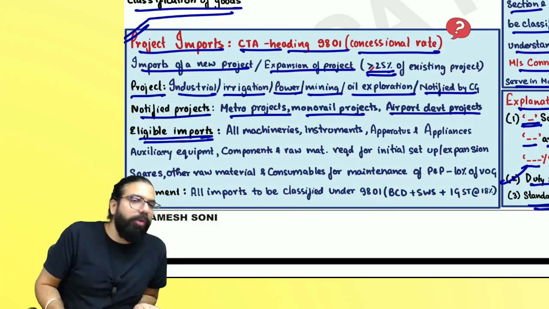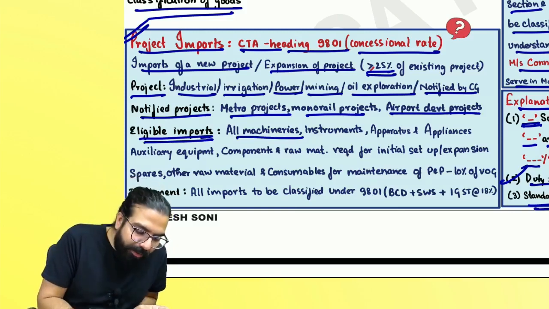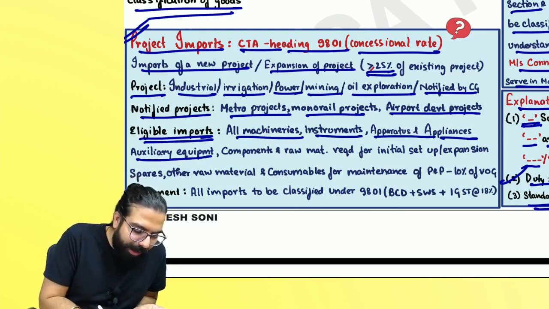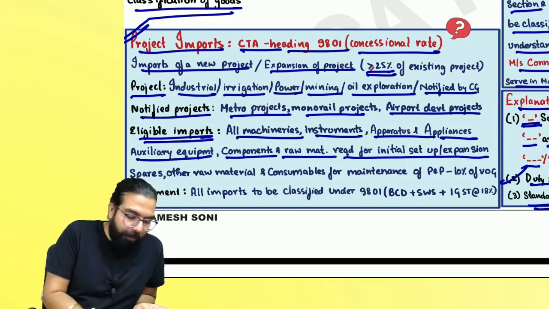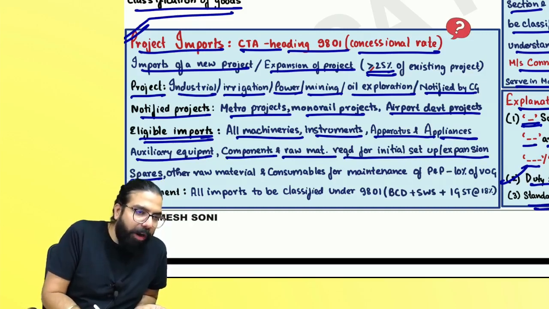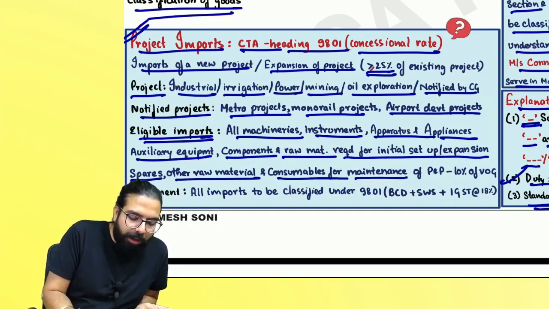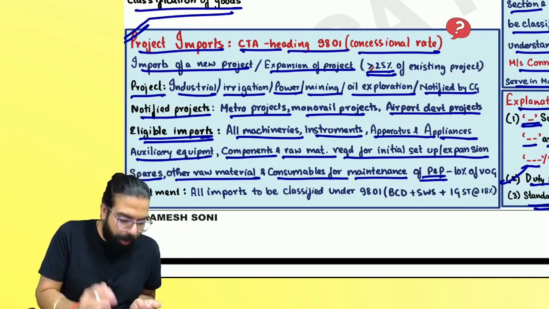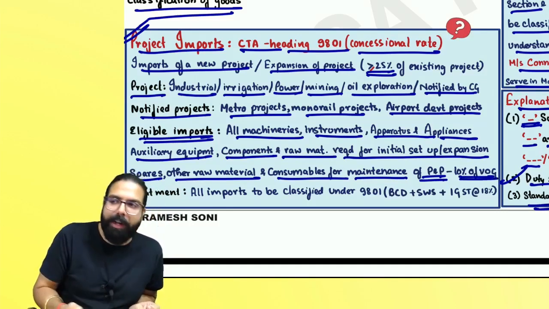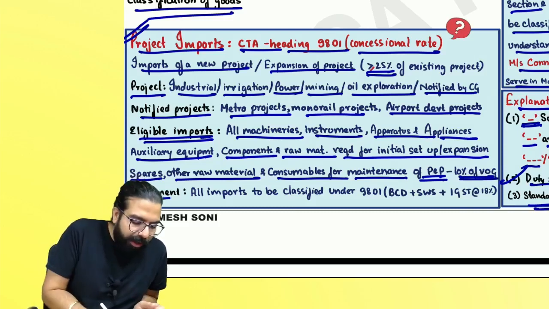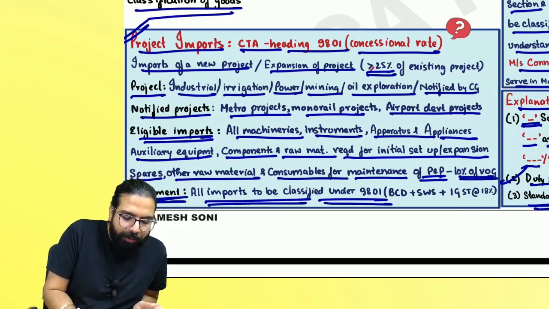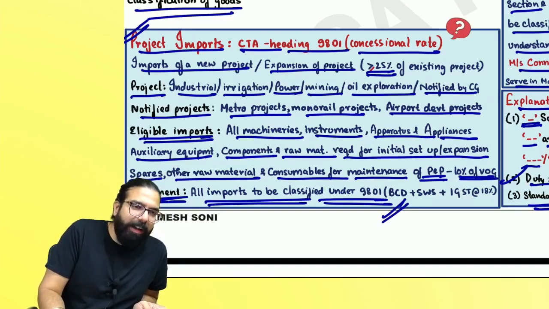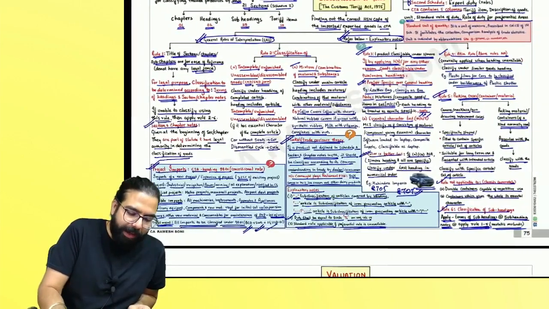Sir, what are the eligible imports I can get under project import? All the machineries, instruments, apparatus and equipment, ancillary auxiliary equipment, components and raw material required for the initial setup or expansion. Spares also can be bought. Other raw material and consumables for the maintenance of the project and plant, if you are getting some raw material and consumables, that will be only 10% of the value of the goods. Treatment: all the imports to be classified under 9801. One rate of basic customs duty will be applicable, Social Welfare Surcharge which is 10%, and IGST at the rate of 18%.